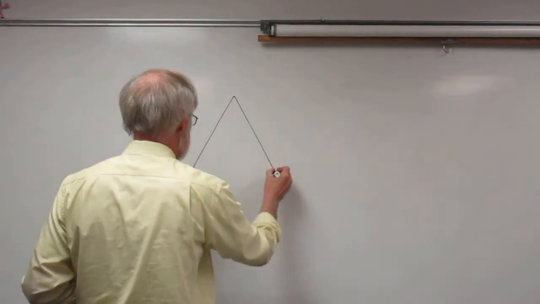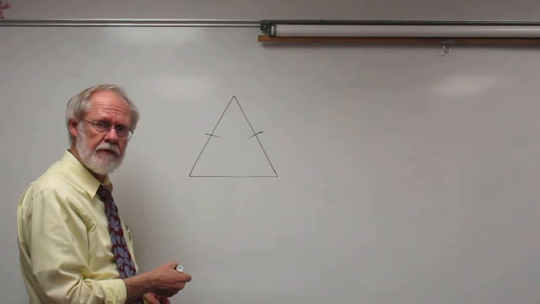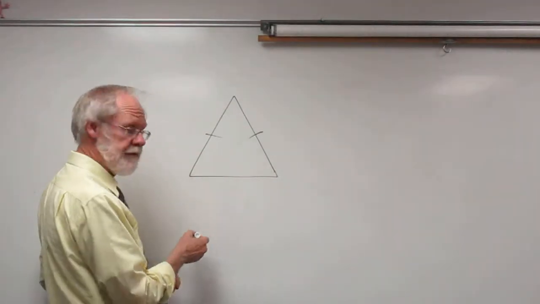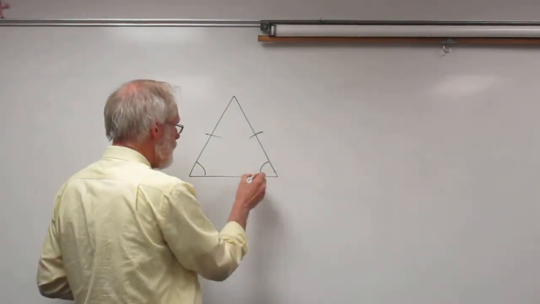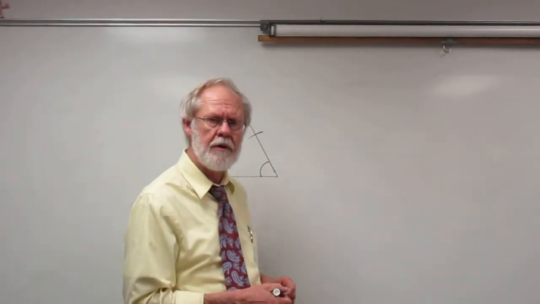If you have a triangle in which two sides are congruent, the base angles theorem tells you that the angles opposite those sides are also congruent. If two sides of a triangle are congruent, then the angles opposite them are congruent. That's theorem 4.6. We're on page 236.